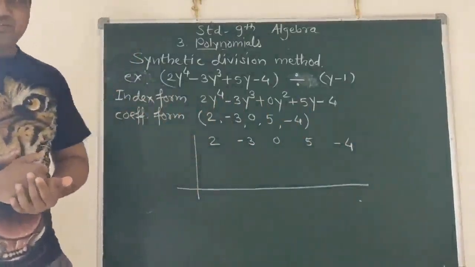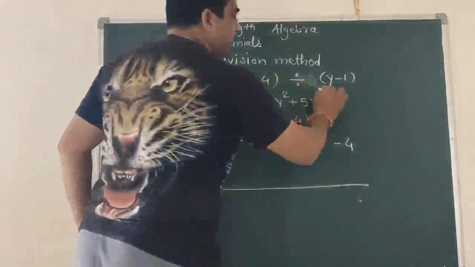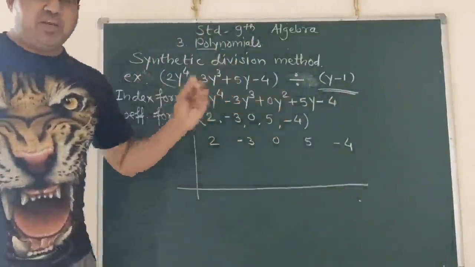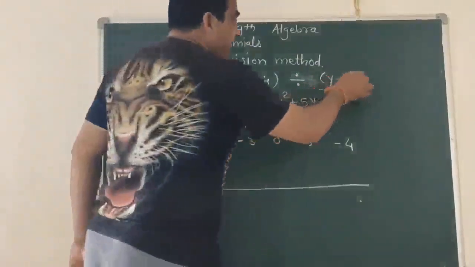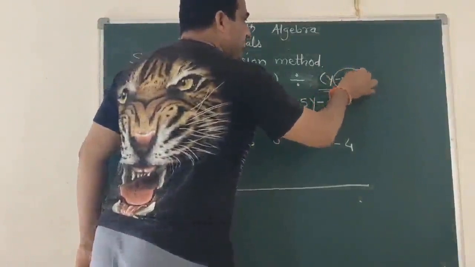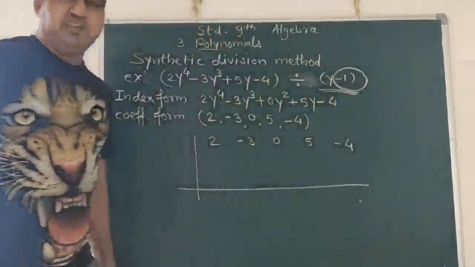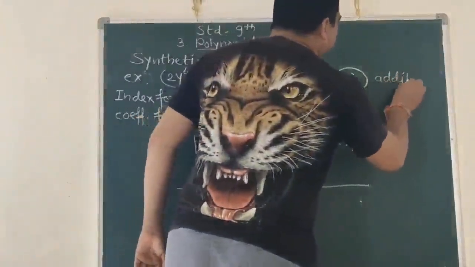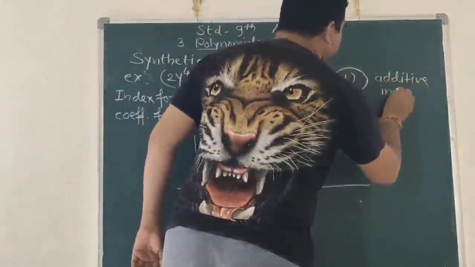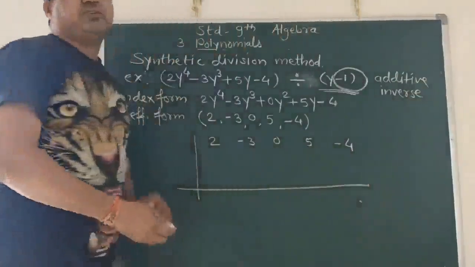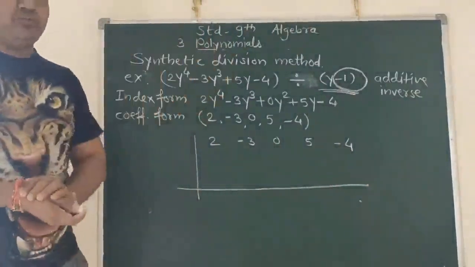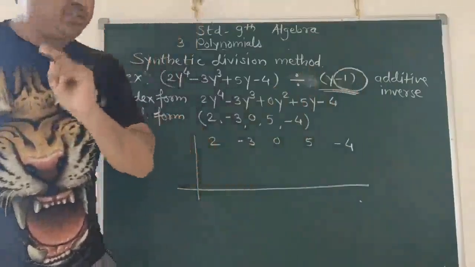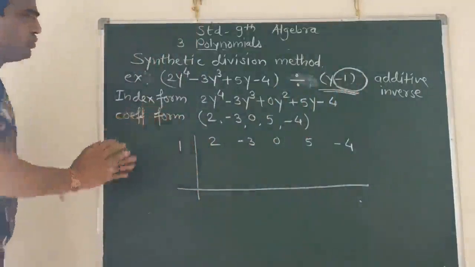Now we want a divisor. But as we are using only number coefficients, for the divisor, whatever this portion is, we have to take its additive inverse. So this minus 1, its additive inverse will be plus 1. So right here, plus 1. And there is no need to write the variable.